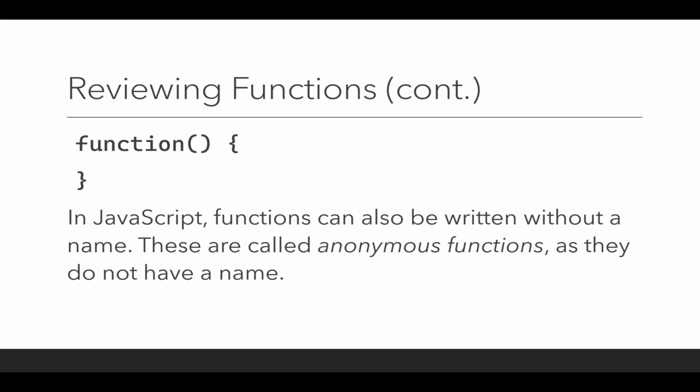There's a variation on this in JavaScript called anonymous functions. These are functions without a name. Notice the keyword is still used. It is still a function using the keyword, but in this case, instead of having a name like the previous example called example, the anonymous function has no name, is simply the keyword function, open and close parentheses, and then open and close curly brackets.